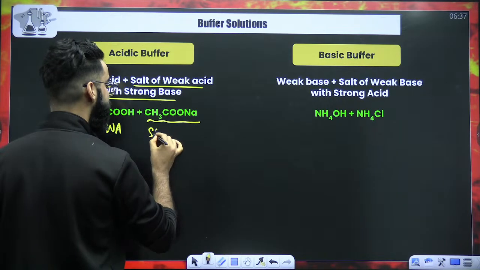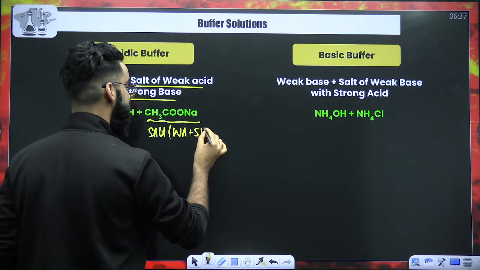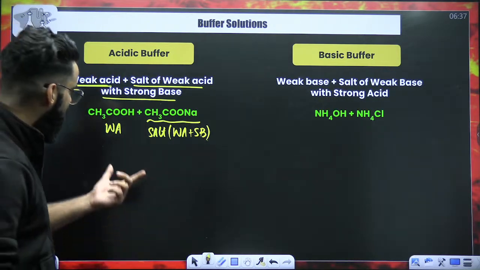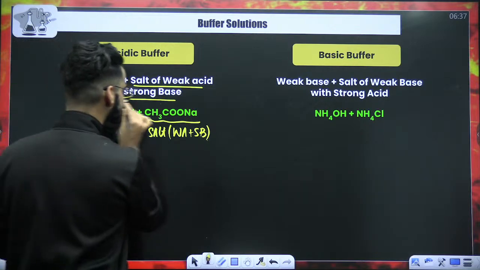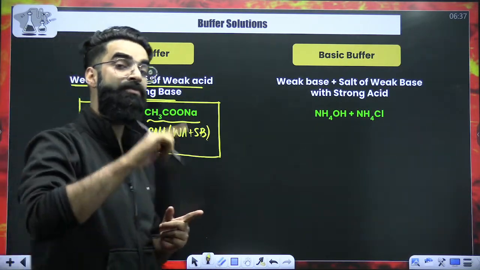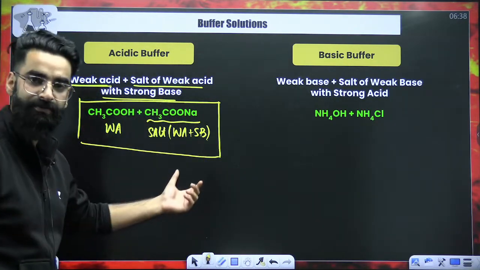It is the salt of the same weak acid which it has formed with the strong base NaOH, right? So whenever you find a weak acid and the salt of the same weak acid which it has formed with a strong base in the same container, you'll be calling it the acidic buffer.